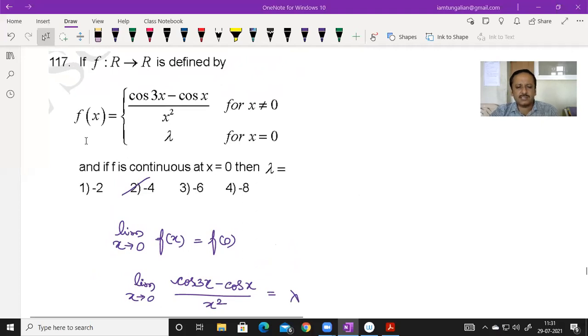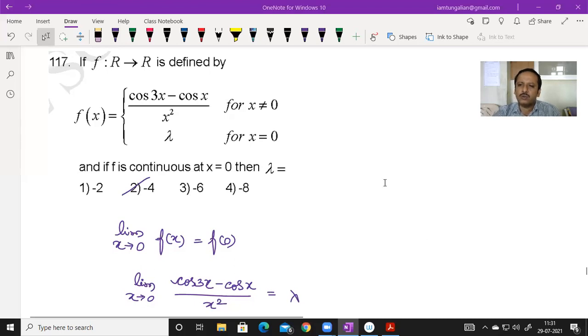117. Okay. So f is defined like this: (cos 3x minus cos x) by x square when x is not equal to 0, and lambda when x equal to 0. It is continuous at x equal to 0. Then lambda is equal to? It is continuous at x equal to 0, which means limit as x tends to 0 of f of x is equal to f of 0.